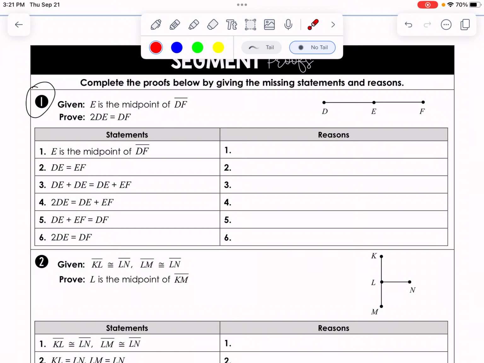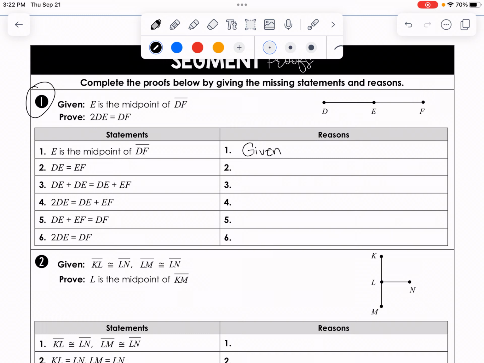Okay, so what we want to come up with at the very end is that 2DE, or 2 times DE, is equal to DF. So if I have this, 2 of these, if I put those side by side, is equal to the entire thing. And that would prove, well, we're going to use this midpoint here in order to prove that 2 of these is equal to this entire thing. Okay. So for number 1, it says E is the midpoint of DF. Just like how algebraic proofs, we do have some given statements. So let's go and put given.